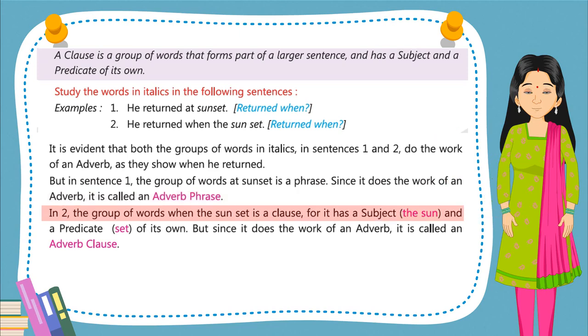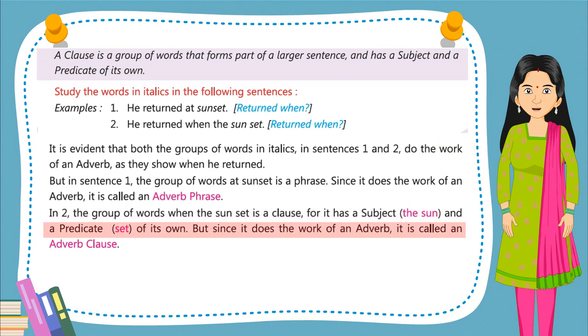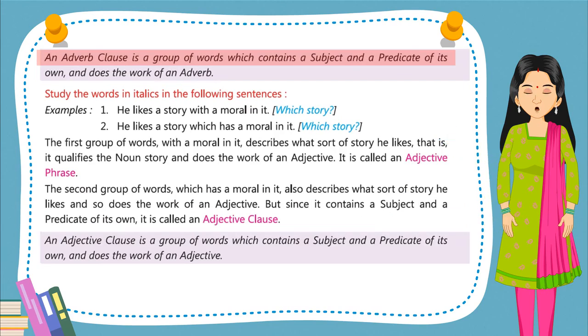In 2, the group of words when the sun set is a clause, for it has a subject, the sun, and a predicate, set, of its own. But since it does the work of an adverb, it is called an adverb clause. An adverb clause is a group of words which contains a subject and a predicate of its own and does the work of an adverb.